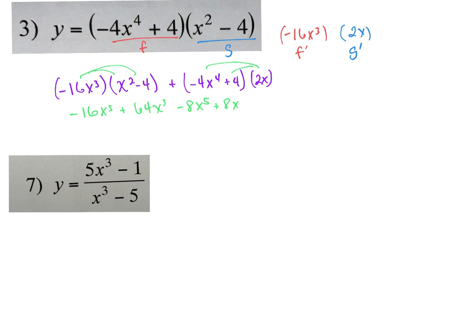You're going to simplify here. Negative 16 and negative 8 give you negative 24x to the fifth plus 64x cubed plus 8x. And that would be your answer. Okay.